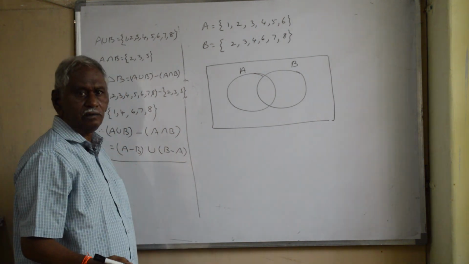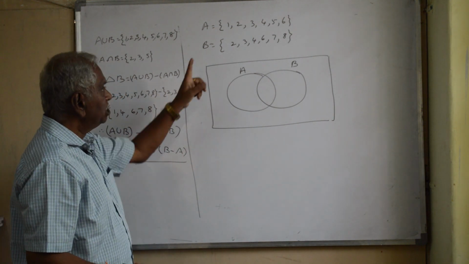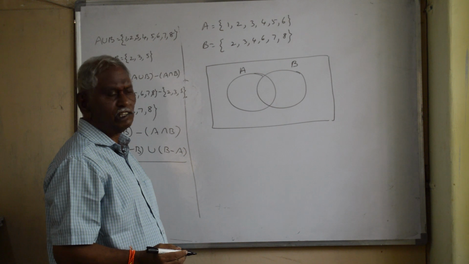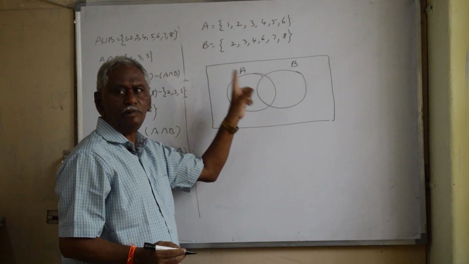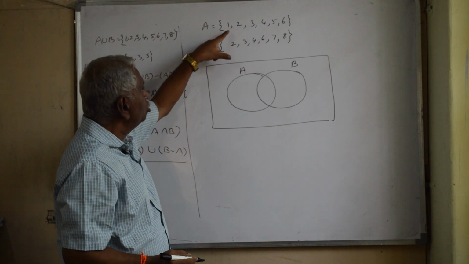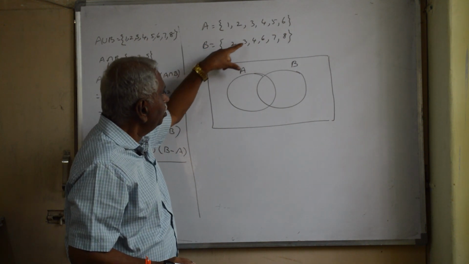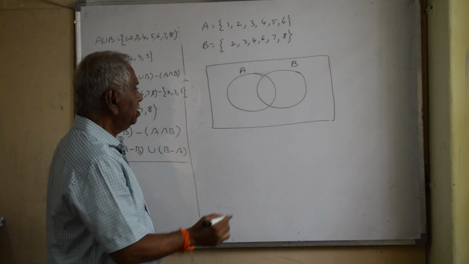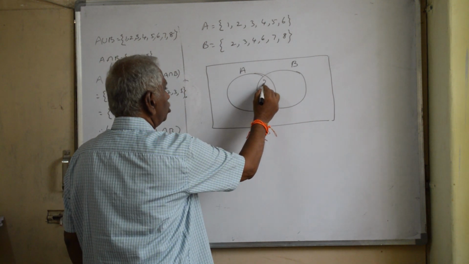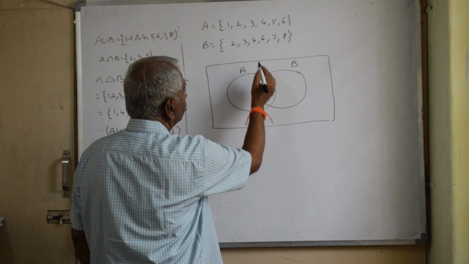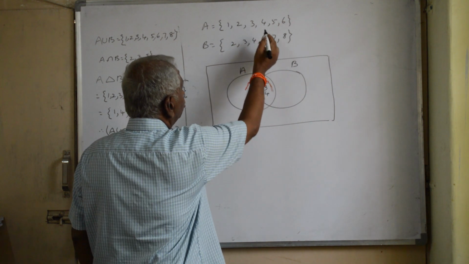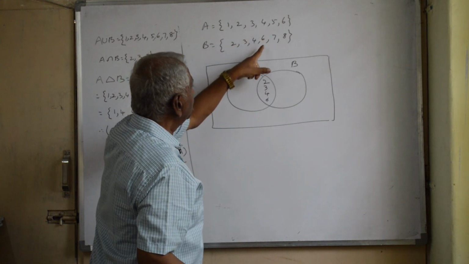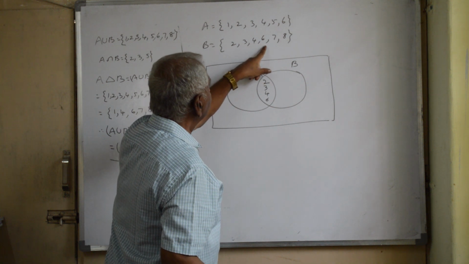Whenever we want to represent these numbers, first of all, you must see the intersection part. What is the intersection part? Intersection means common elements of both A and B. What are the common elements here? 2 is common, 3 is common, 4 is common, and 6 is common. So let us write here the common portion: 2, 3, 4, 6 is the common part.